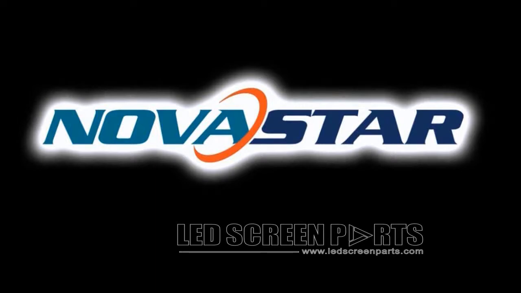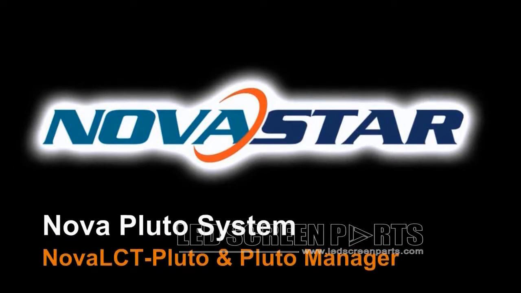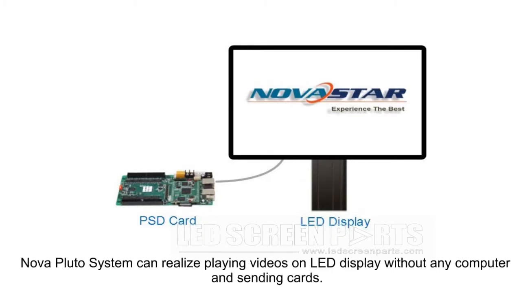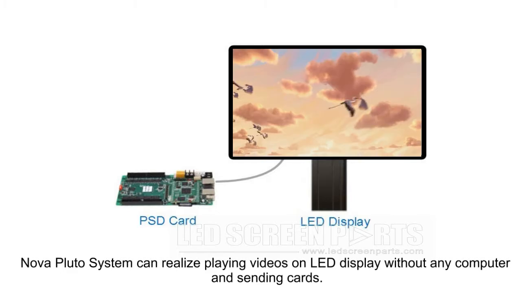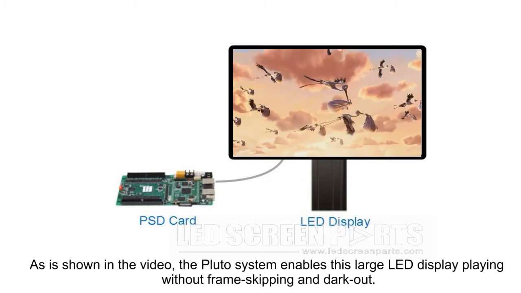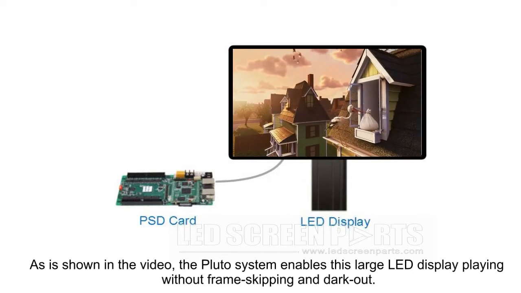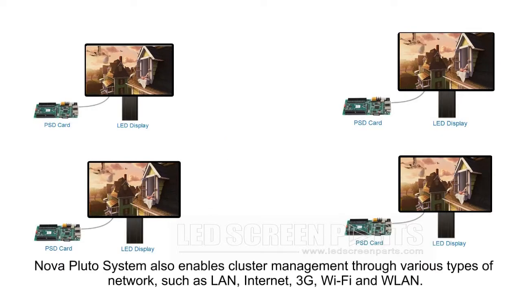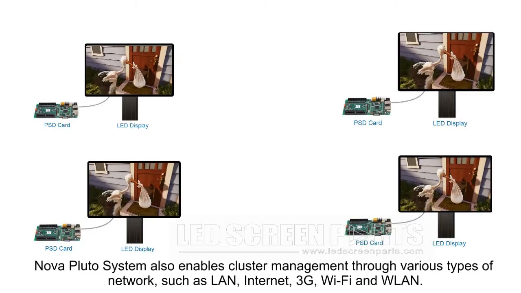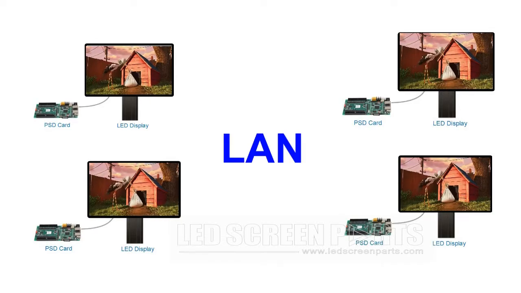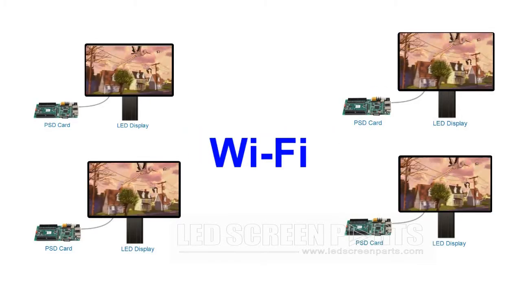This video is mainly for demonstrating the Nova Pluto system, which means asynchronous system. Nova Pluto system can realize playing videos on LED display without any computer and sending cards. As is shown in the video, the Pluto system enables its large LED display playing without frame skipping and dark out. Nova Pluto system also enables cluster management through various types of network, such as LAN, Internet, 3G, Wi-Fi, and WLAN.